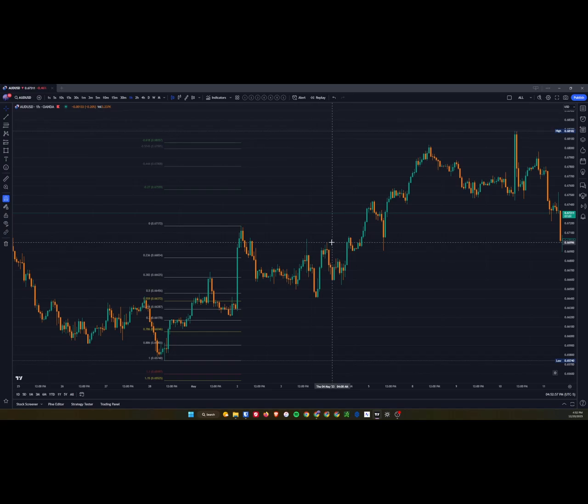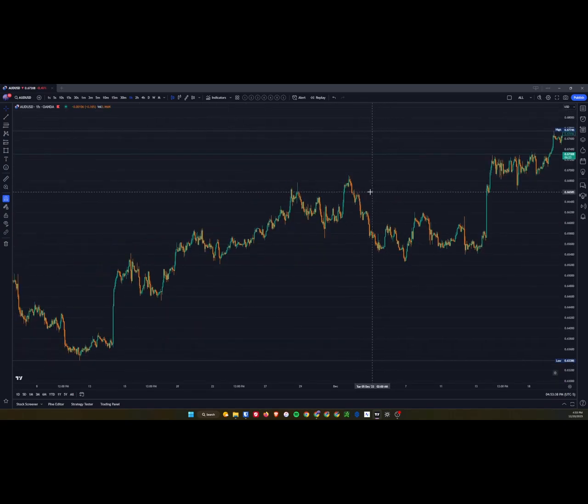The deeper the move, the less momentum continuing. The shallower the move, the more momentum continuing. So as far as using Fibonacci analysis, that's what it comes down to.